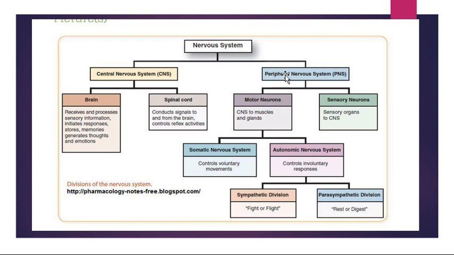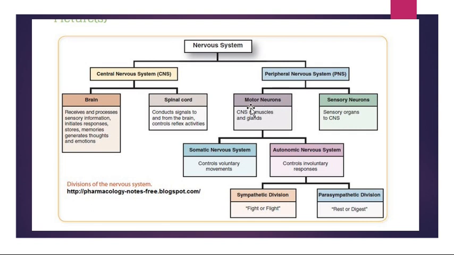The peripheral nervous system is a network of neurons, motor neurons and sensory neurons, as we have read in the previous lecture. Furthermore, the peripheral nervous system is divided into the somatic nervous system and the autonomic nervous system. The autonomic nervous system is divided into the sympathetic division and the parasympathetic division. So, the nervous system has two divisions, central and peripheral. Today we are going to read about the peripheral nervous system.